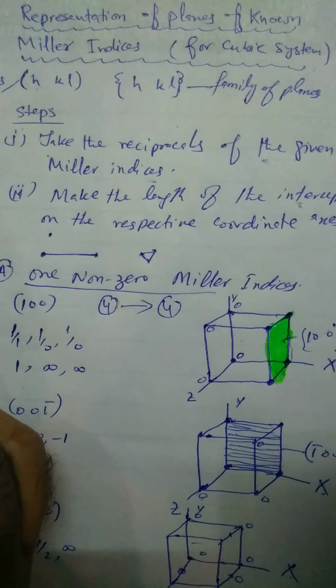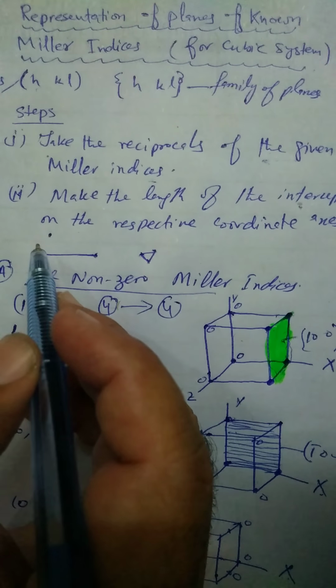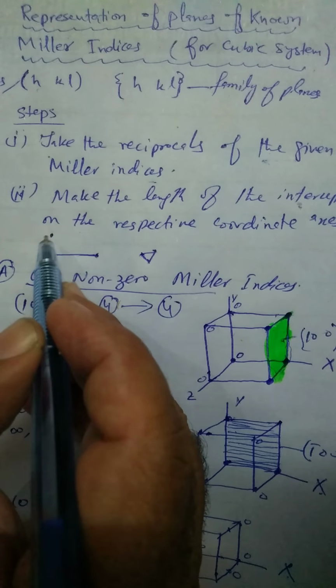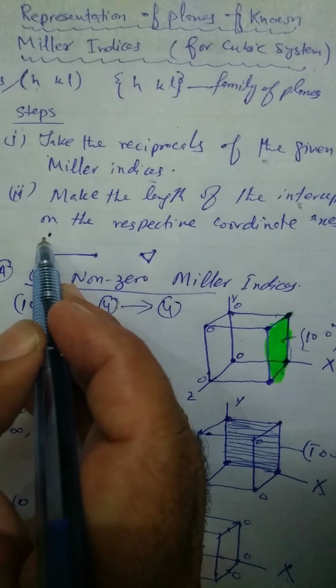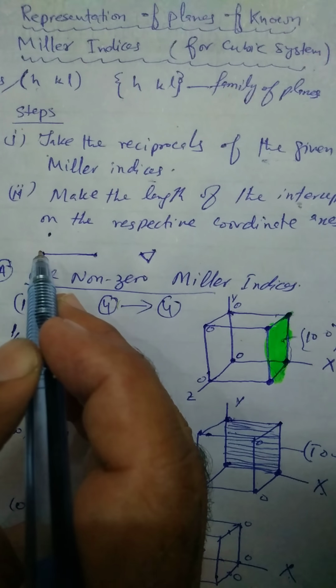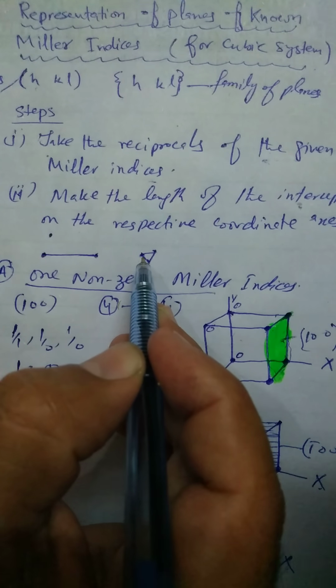Generally, edge lengths of the unit cell are taken as equal to 1. If we have one point, it represents the position of the lattice point. If we have 2 points, if we connect these 2 points, then we can draw a line. If there are 3 points, then we can develop a plane. It means a minimum of 3 points are required to draw a plane. Now the first case is one non-zero Miller index.